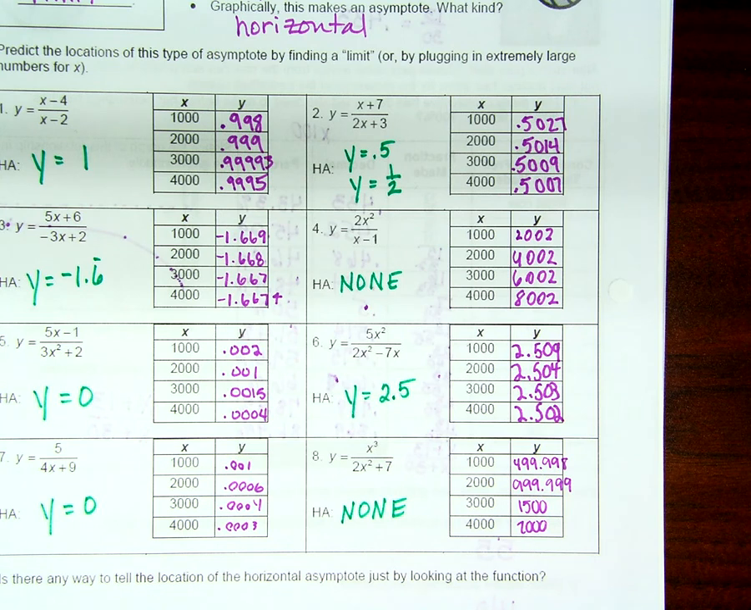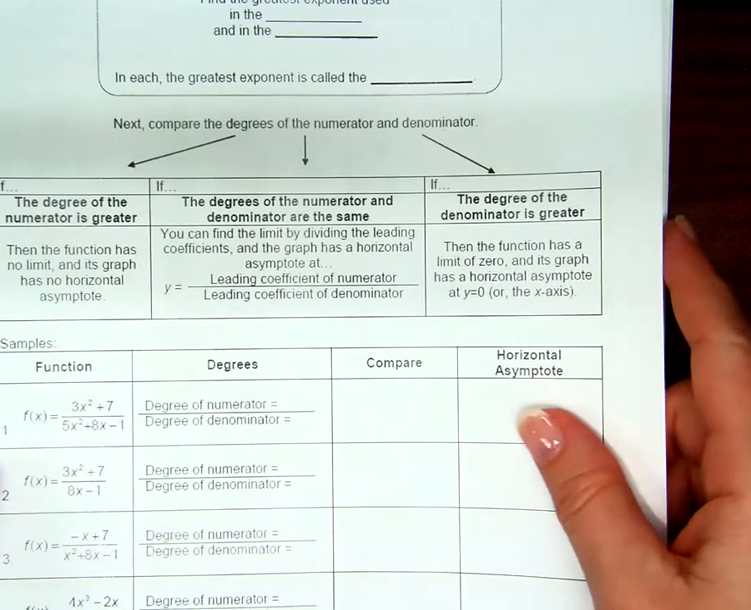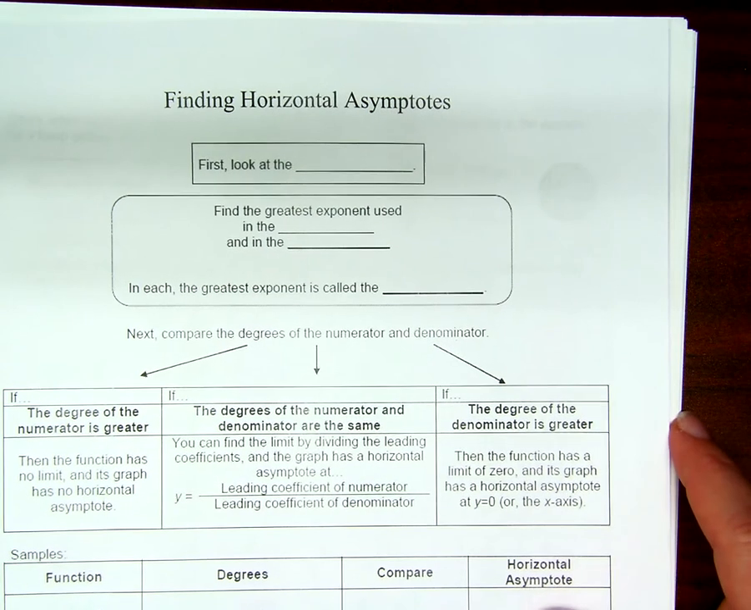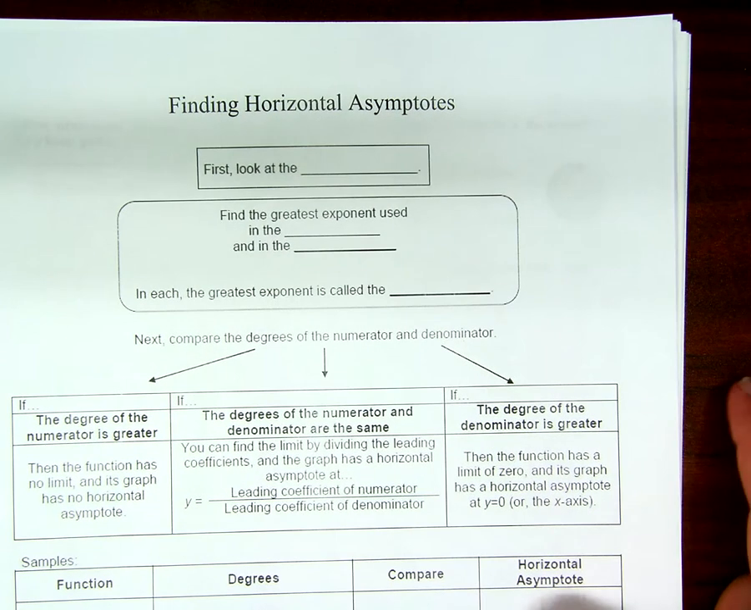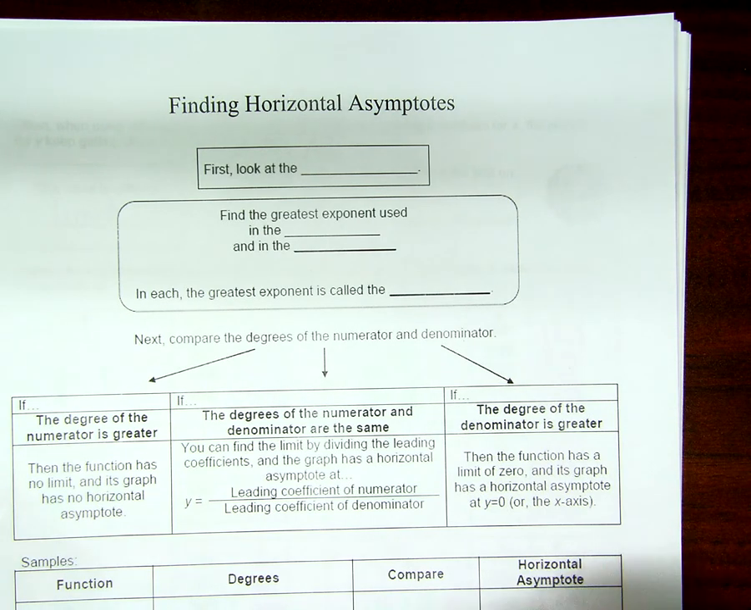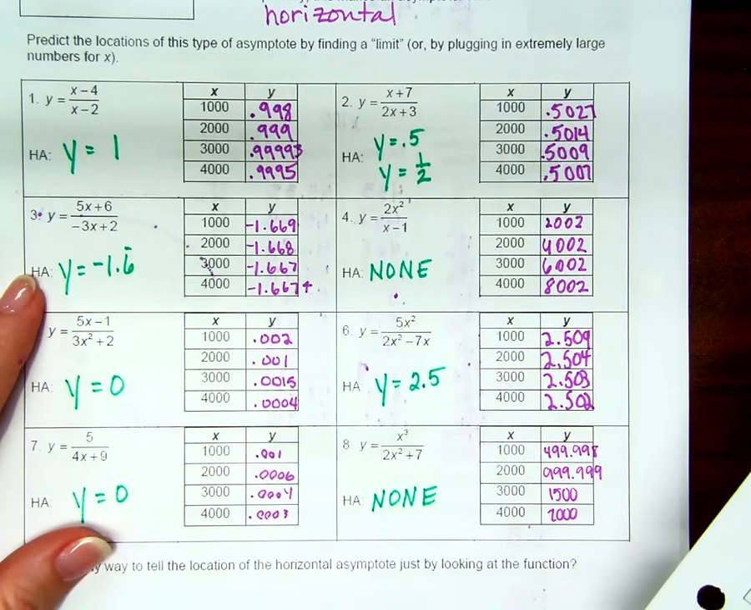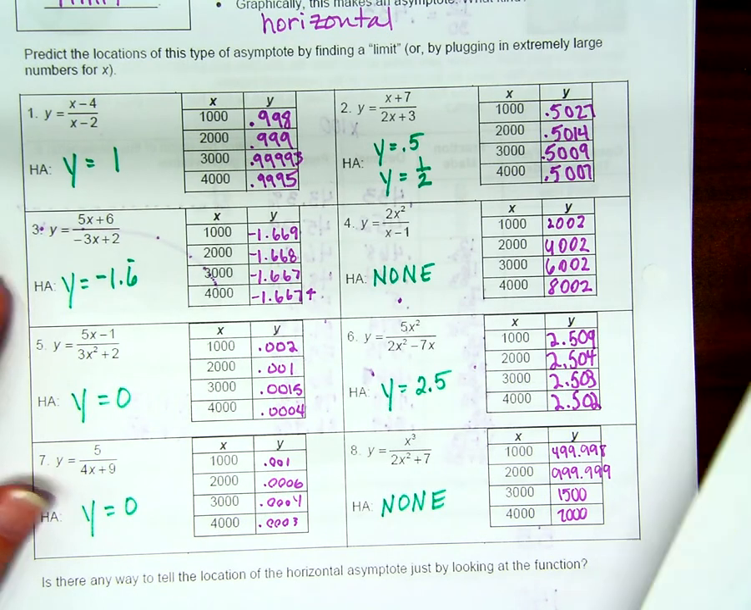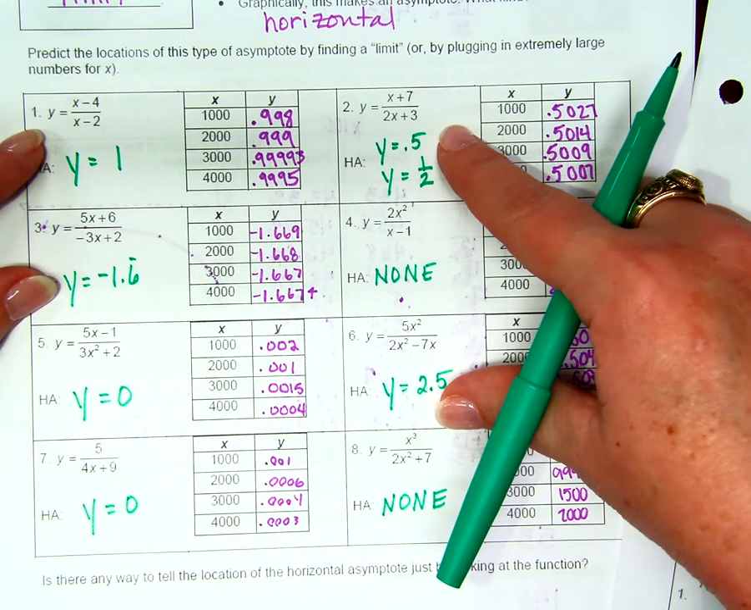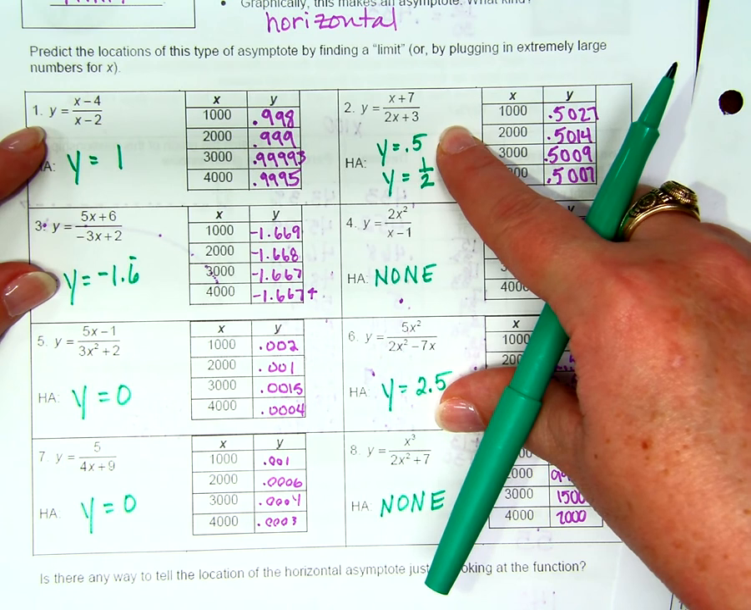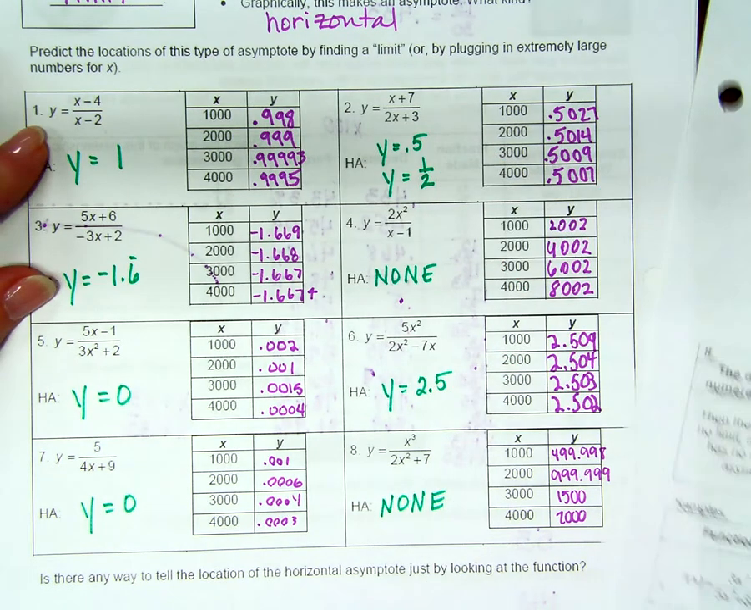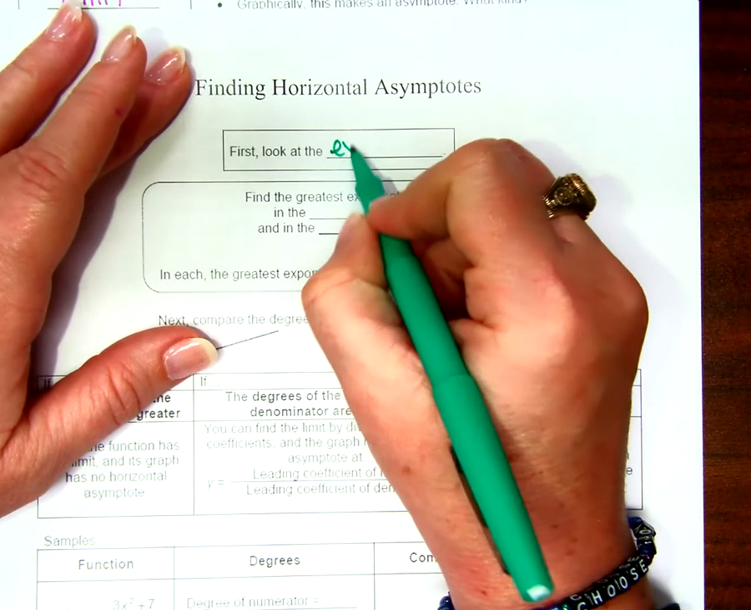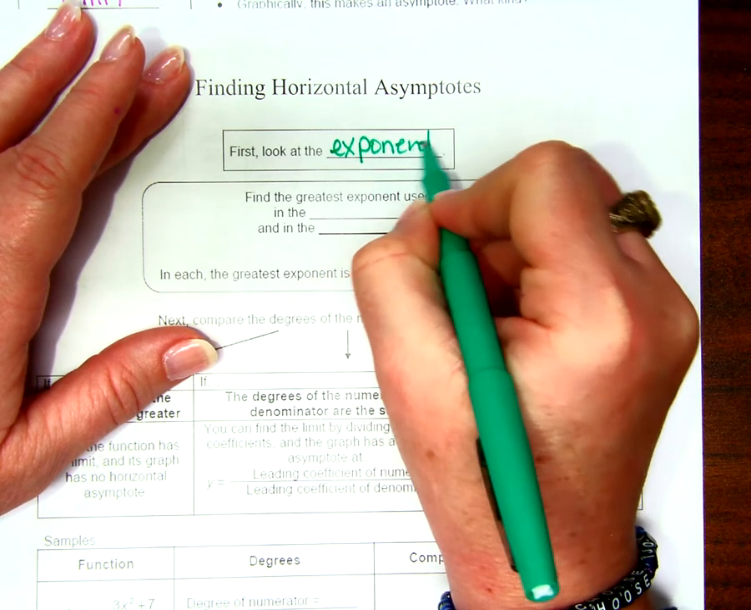So let's fill out your last page of notes because you figured it out and you can do your homework the quick way now. When we are looking to find horizontal asymptotes, what did we figure out first? What do we have to look at to know that we just look at the leading coefficients? What do we look at first? Exponents. First look at the exponents.